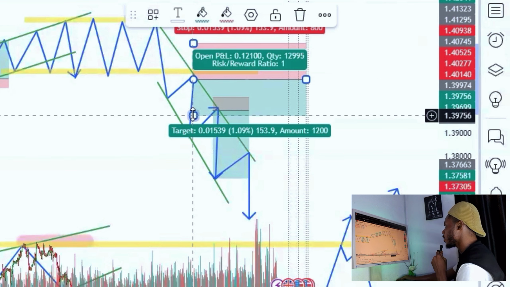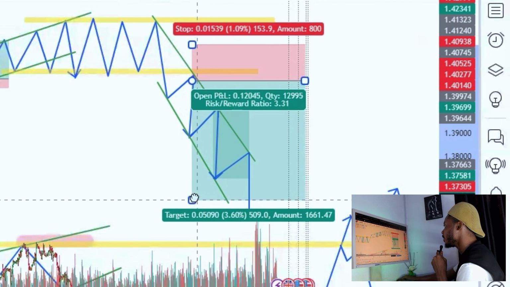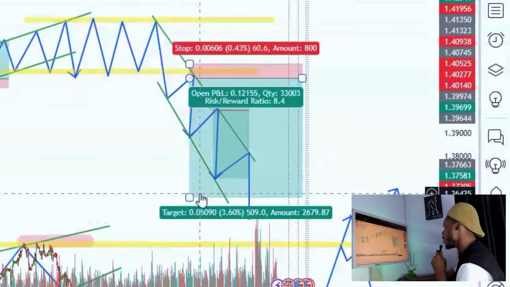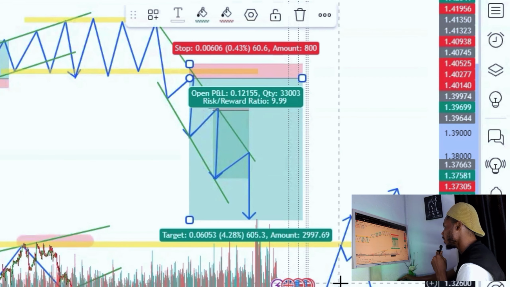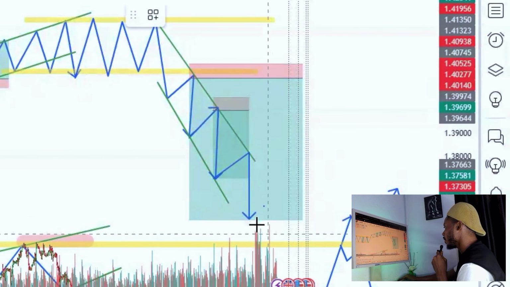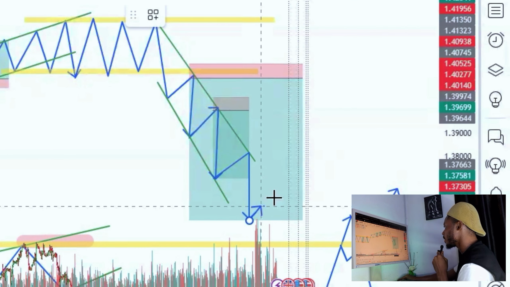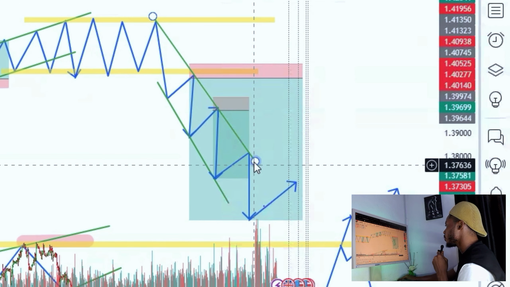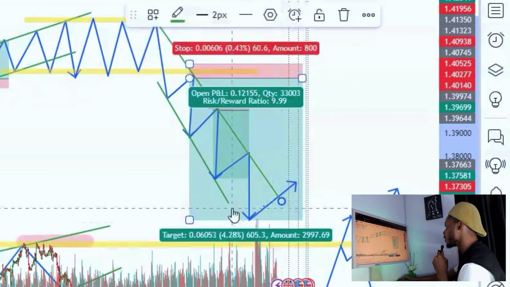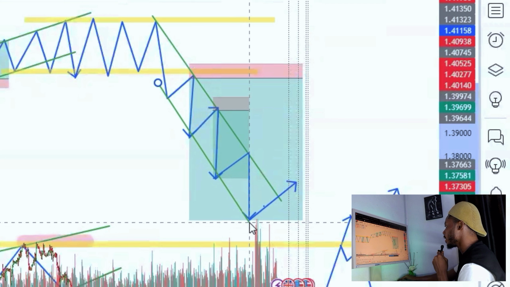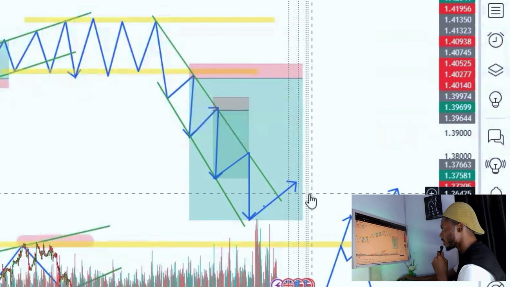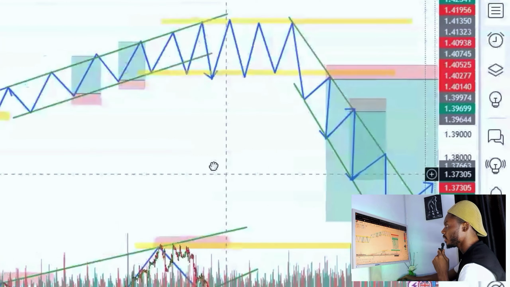Just come here, place an entry, and you keep managing the trade until price eventually breaks out of this particular trend, just like this. Let me draw that. Until price eventually breaks out of this trend line, just like this, that's when you exit the market. So once price breaks out of this trend, then you can exit the market, so that way you can actually bank more profit.